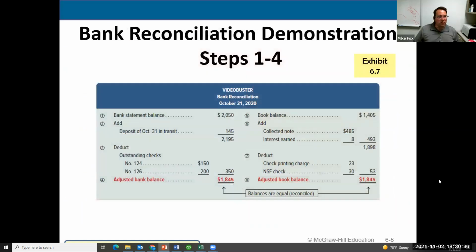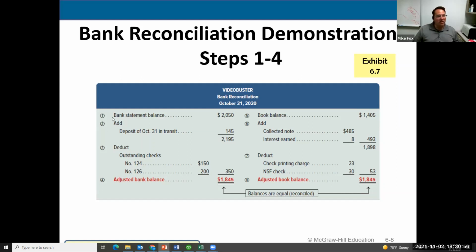So here's an example for the Video Buster company. I guess that's a play on Blockbuster or something, but I think Redbox, followed by Amazon Prime and Netflix, killed little Video Buster.